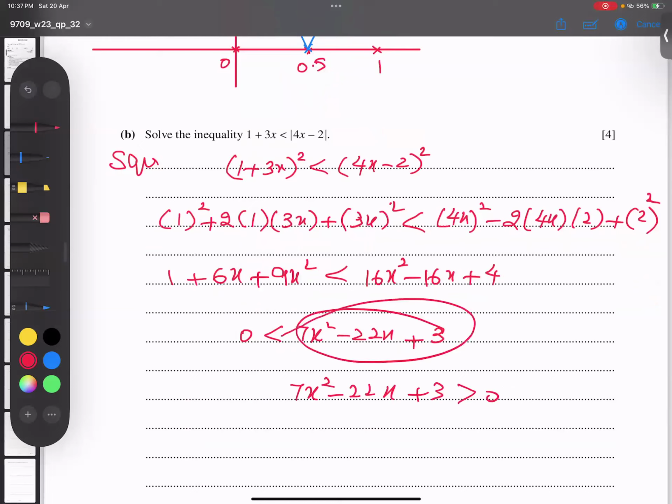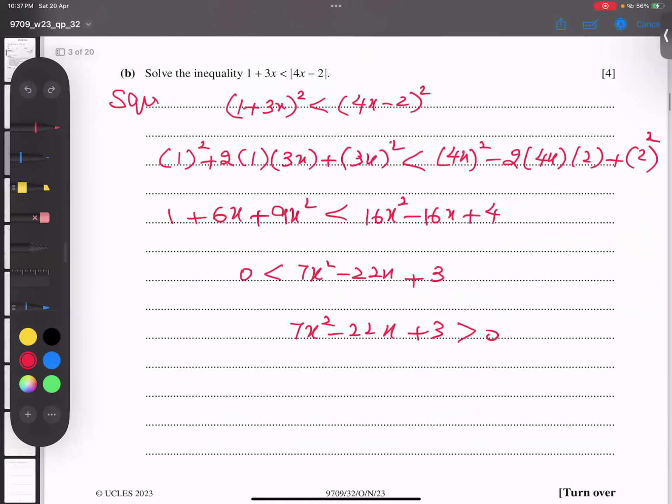Here, the mouth is open. Even here, the inequality mouth is open. Now, students, 3 7s are 21, and I think it is easy to factorize. So 21 and 1.